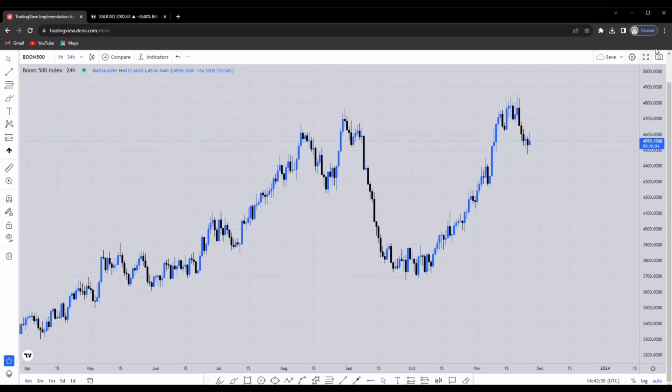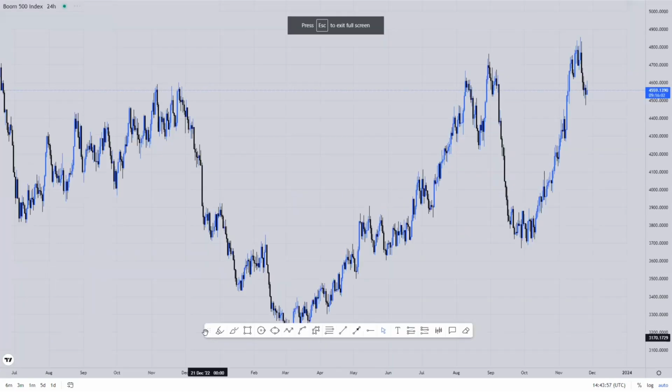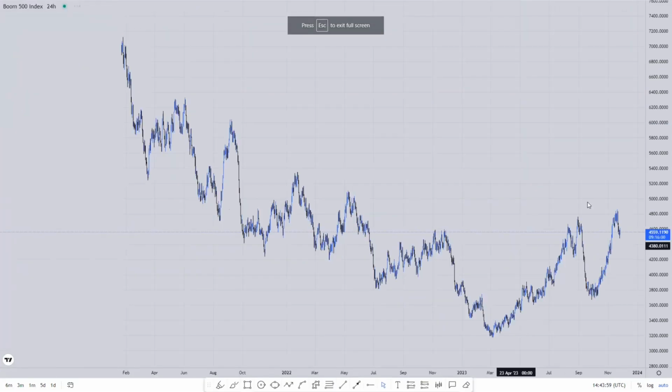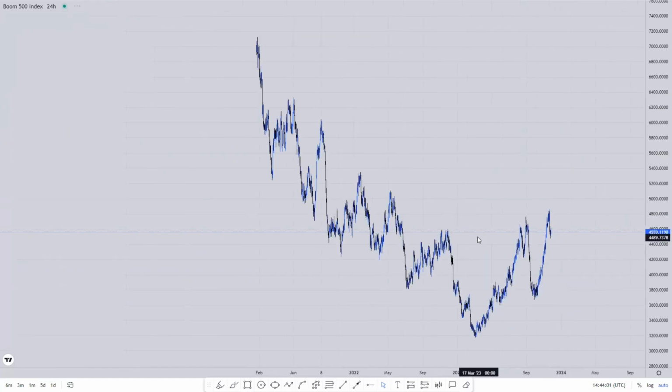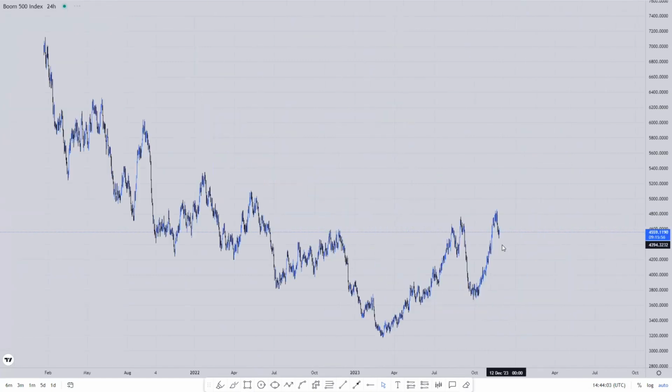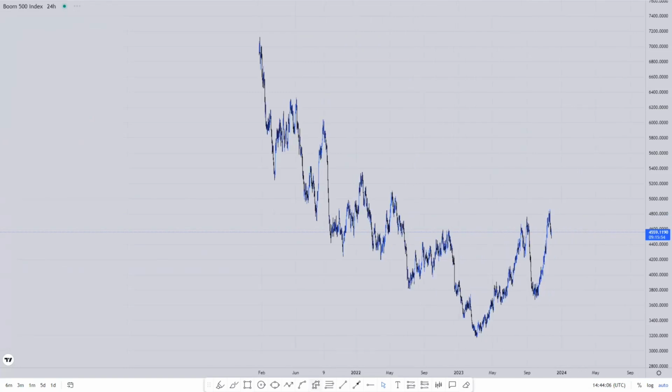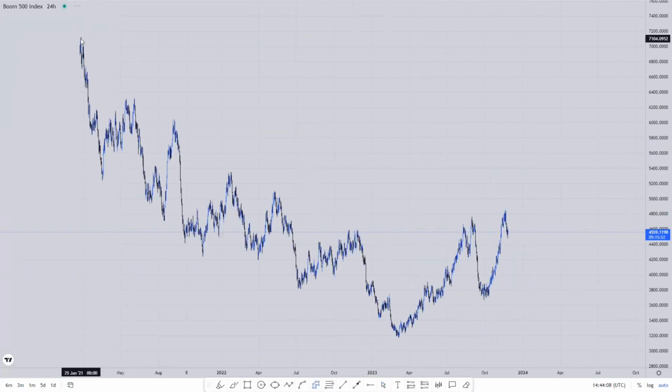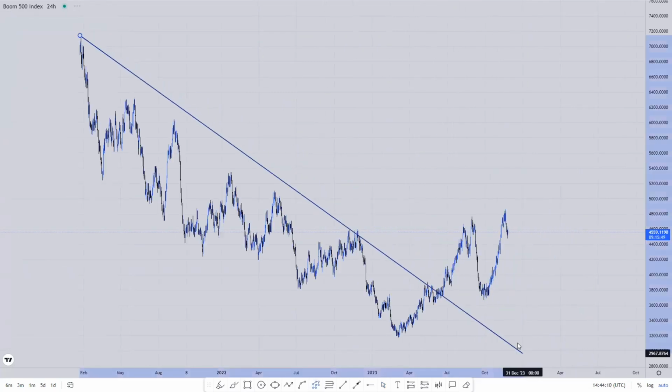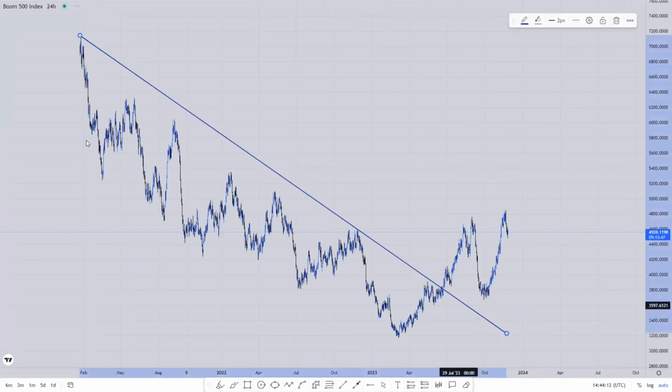So Boom 500, as you all now know, we always start our analysis from a high time frame perspective. Most of you have just been exposed to retail knowledge. Retail knowledge is where someone will come and tell you, we're on the trend line, we broke out of a major downtrend, right? Someone can come and draw a trend line like this. Broke out of major downtrend.